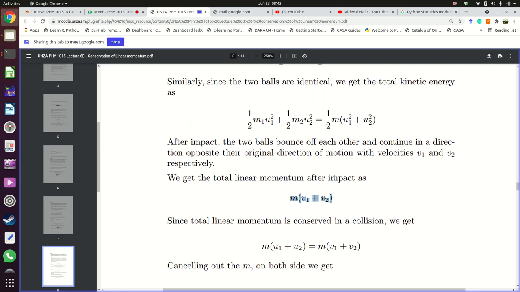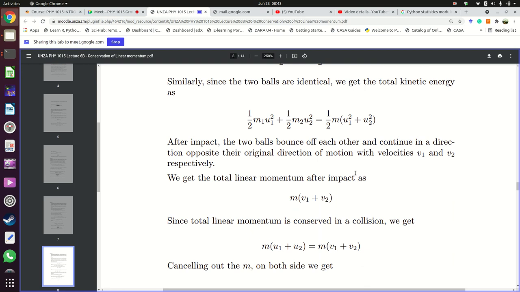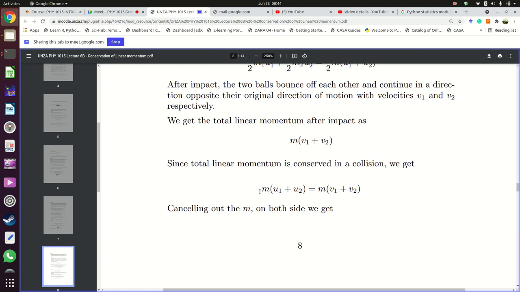So we have total linear momentum before impact, which is M open bracket U1 plus U2 close bracket. Then we have total linear momentum after impact, which is M open bracket V1 plus V2. So we can equate these because this is the collision. These two balls are colliding. So when these balls collide, then there has to be conservation of linear momentum. The amount of motion before and after, they have to be the same. So we can equate these. And when you do that equation, this is what you end up with. You end up with M open bracket U1 plus U2 close bracket equals M open bracket V1 plus V2 close bracket, like that.